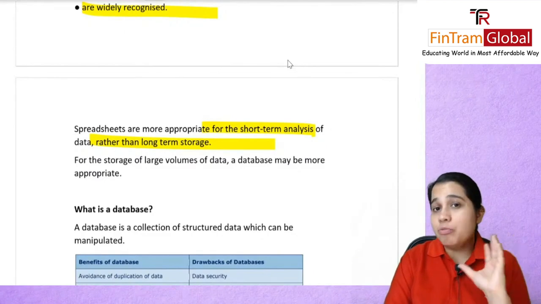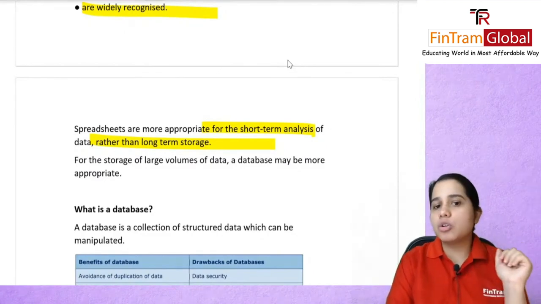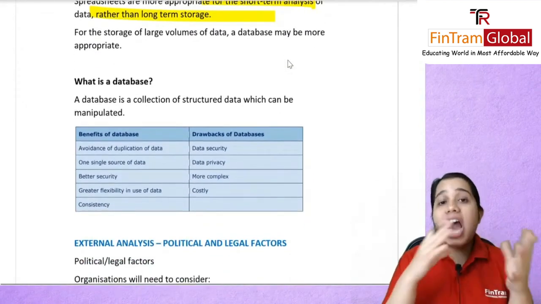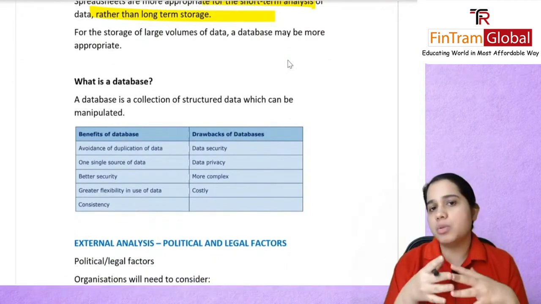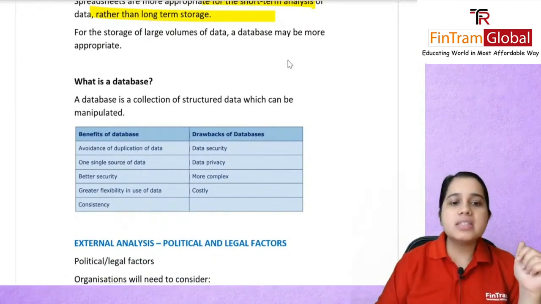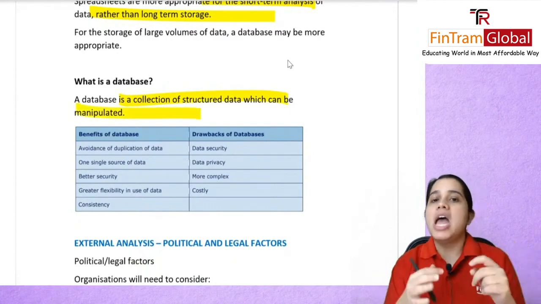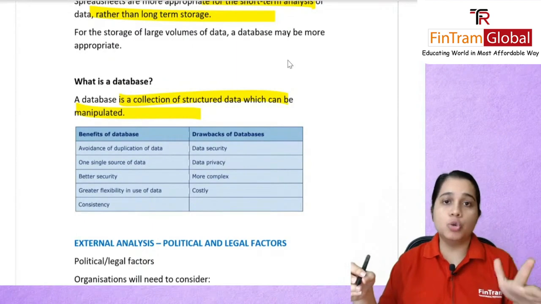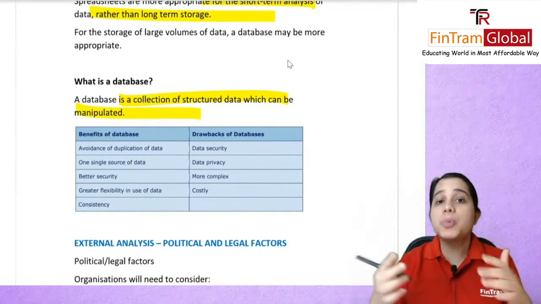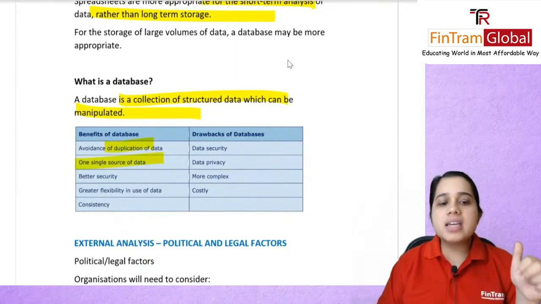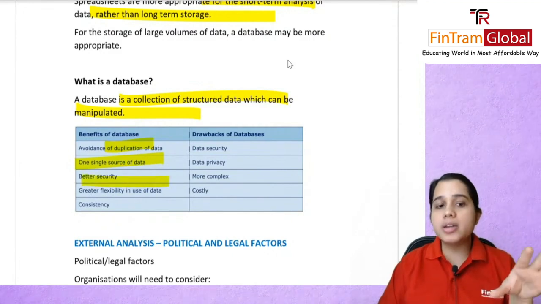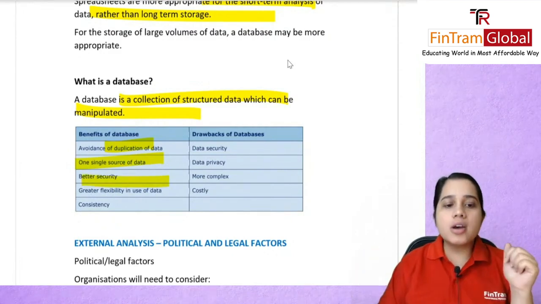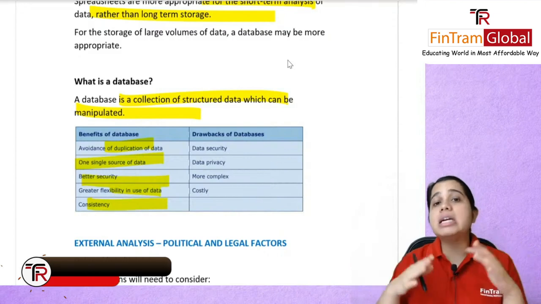However, what is a database and how is it different? For large volumes of data, a database will be preferred to a spreadsheet. A database is a collection of structured data which can then be manipulated. Its advantage is the avoidance of duplication or repetition of your data, with one single source of data. It has better security than your Excel, greater flexibility, and it is very consistent.